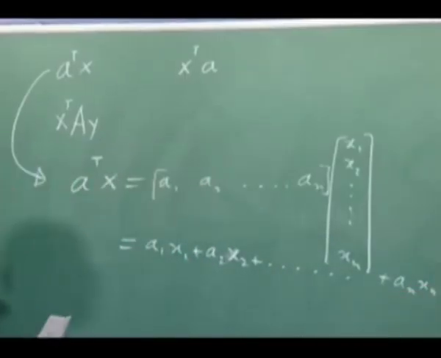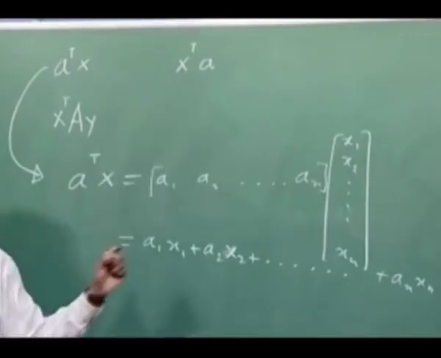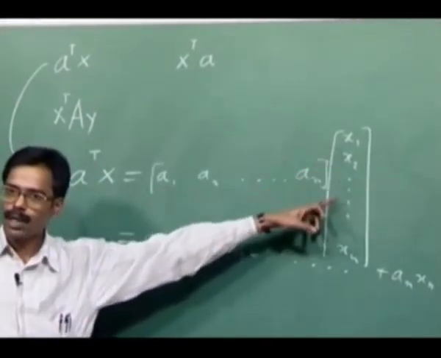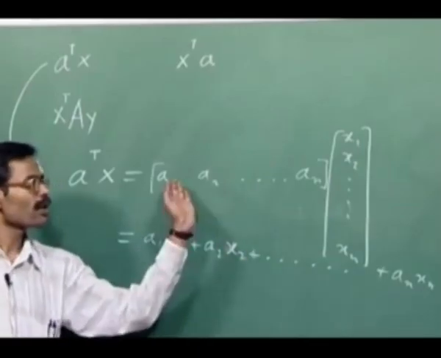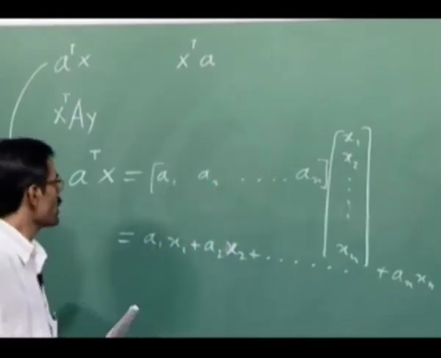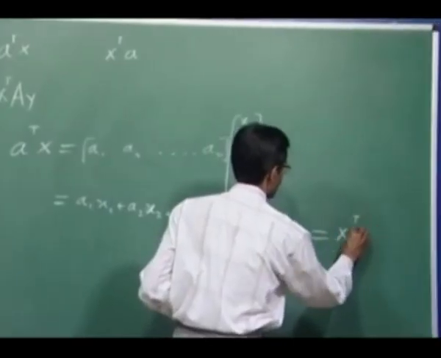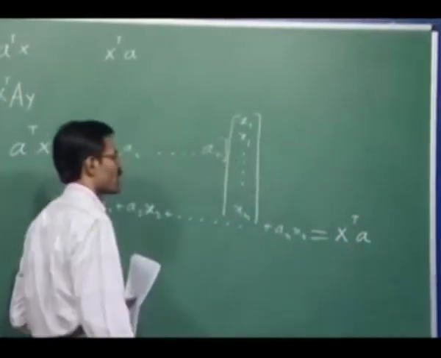If we try to find out x transpose A, then here we will have x1, x2, x3, x4 etc., and there we will have A1, A2, A3, A4 etc. So the product will be the same thing. That is why A transpose x and x transpose A are actually the same thing.